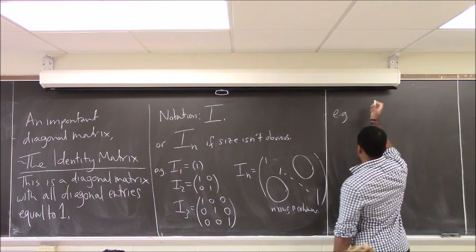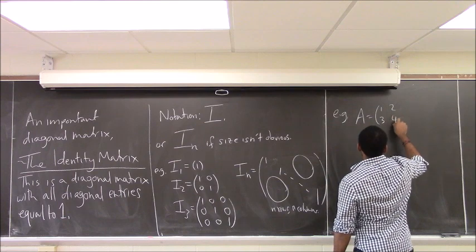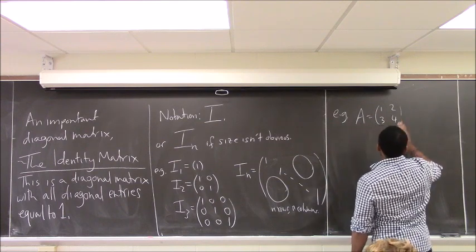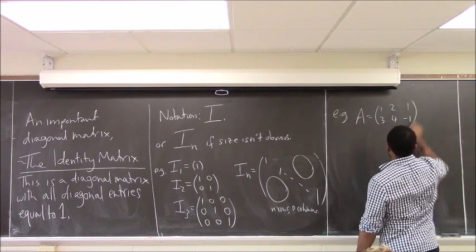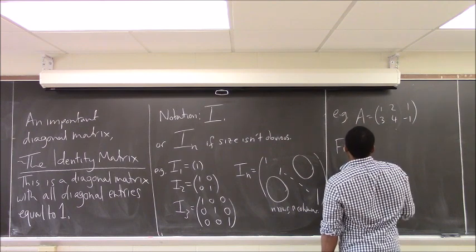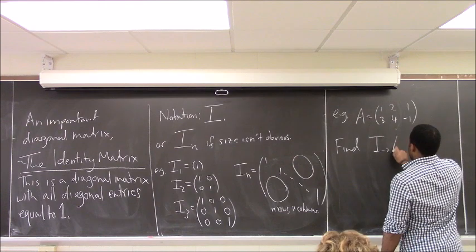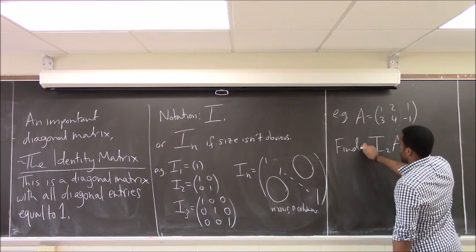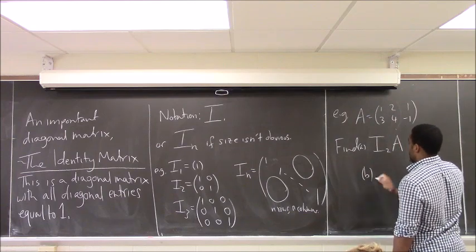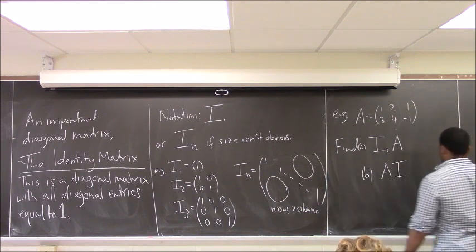Here's an example. Let A be 1, 2, 3, 4, let's go for 1, minus 1. Now find I2 times A. Do this one. B: find A times I. Now let's see who's paying attention.